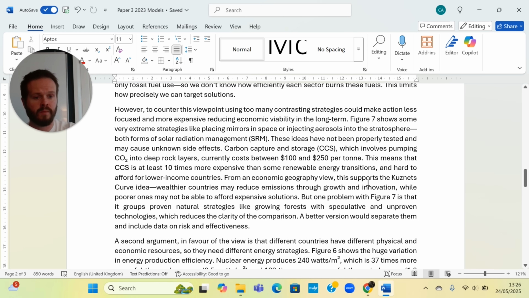From an economic geography view, this supports the Kuznets curve idea. So again, we're bringing in that theory. Wealthier countries may reduce emissions through growth and innovation, while poorer ones may not be able to afford expensive solutions. One problem with Figure 7 is that it groups proven natural strategies like growing forests with speculative and unproven technologies, which reduces the clarity of the comparison. A better version would separate them and include data on risk and effectiveness.